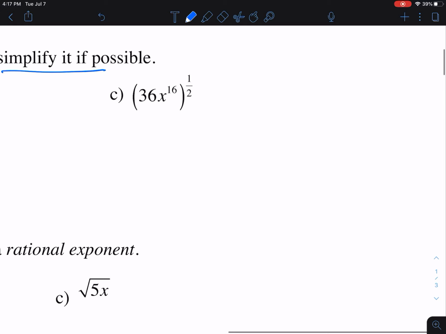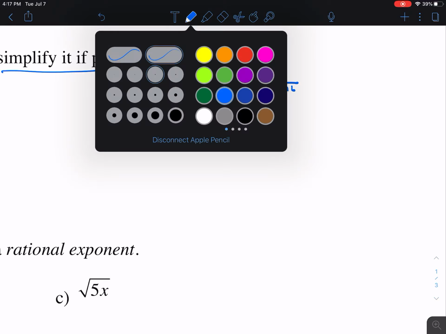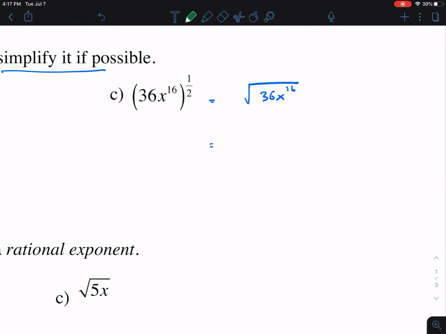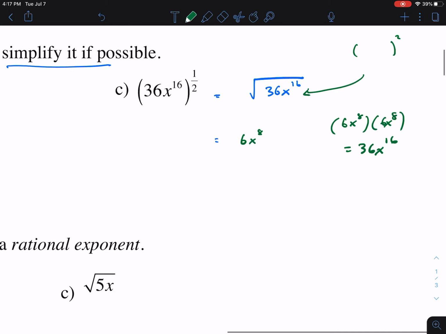Here, what we can do is change this to the square root, because 1/2 is square root, of 36x to the 16, right? And then to simplify, we ask: what number squared gives us this? I know that 6 squared will give us 36, and x to the 8 squared also gives us x to the 16, because this right here times itself will give us 36x to the 16th power.